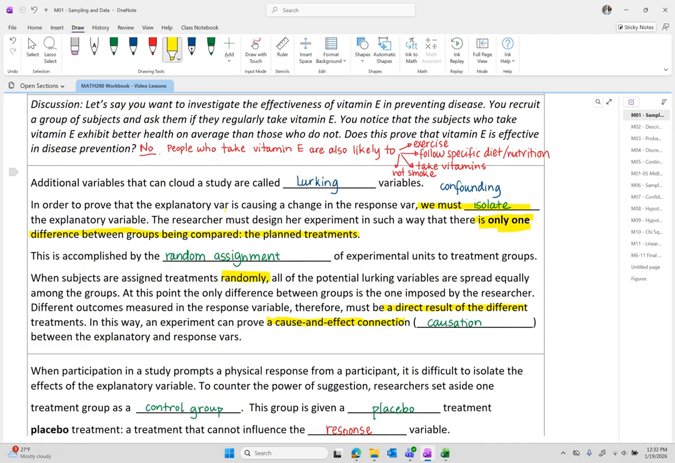So, in an experiment, we do manipulate some of the variables. In an observational study, we do not manipulate any variables. We are just recording data by observation.